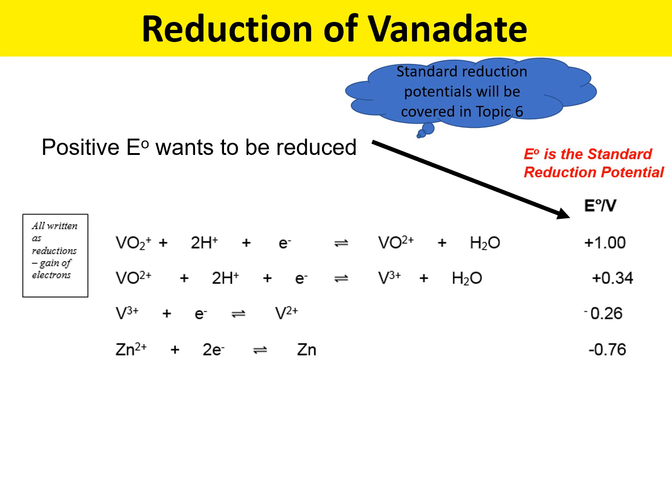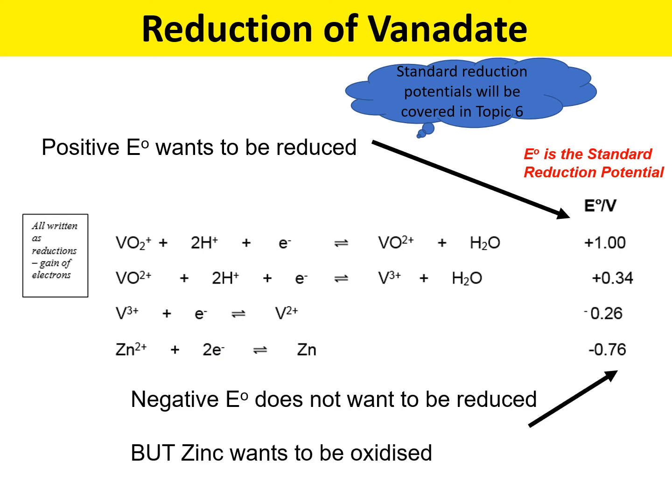If we have a look at zinc, we can see that zinc ions do not want to gain electrons because they have a negative standard reduction potential. So that means that zinc ions don't want to gain electrons, but zinc wants to lose electrons. To work out if the reaction is going to occur, we can see that the standard electrode potentials of all the vanadium reductions are greater than that of zinc. So that means that zinc can reduce the vanadium from +5 to +2.